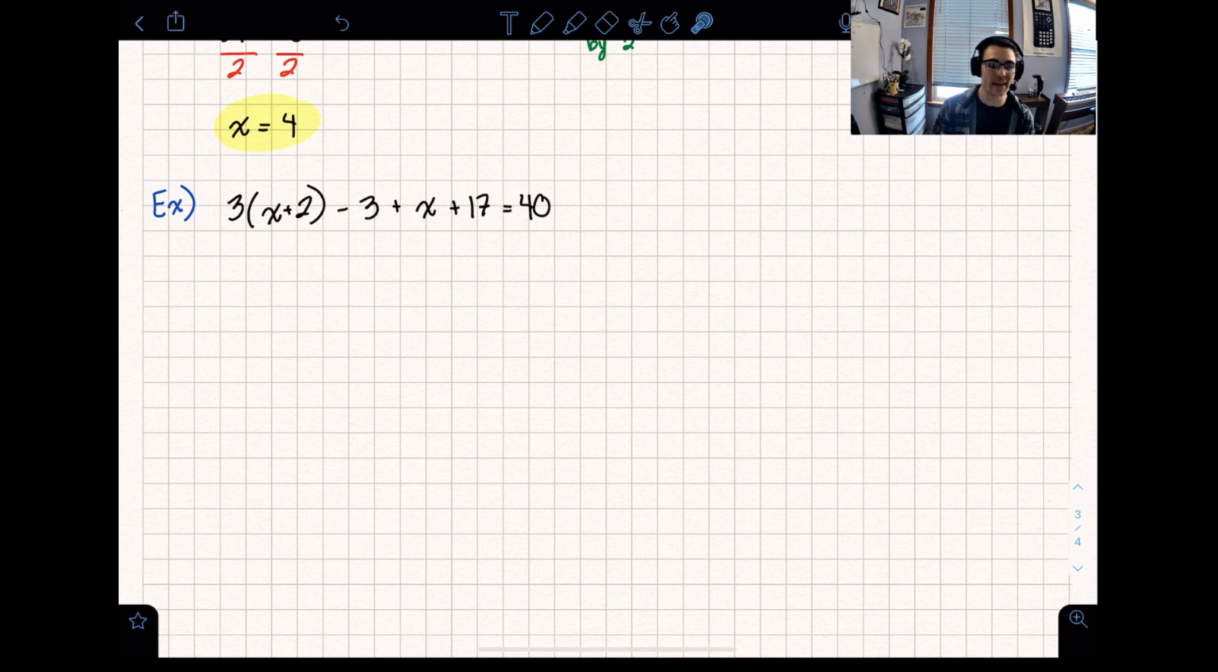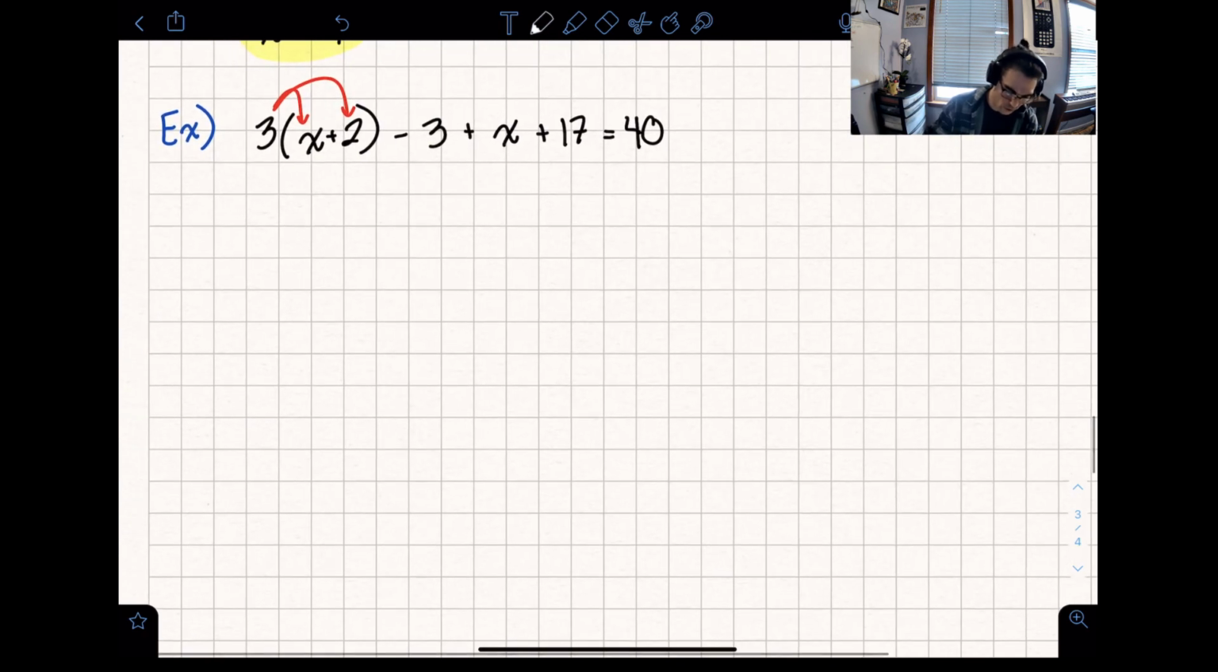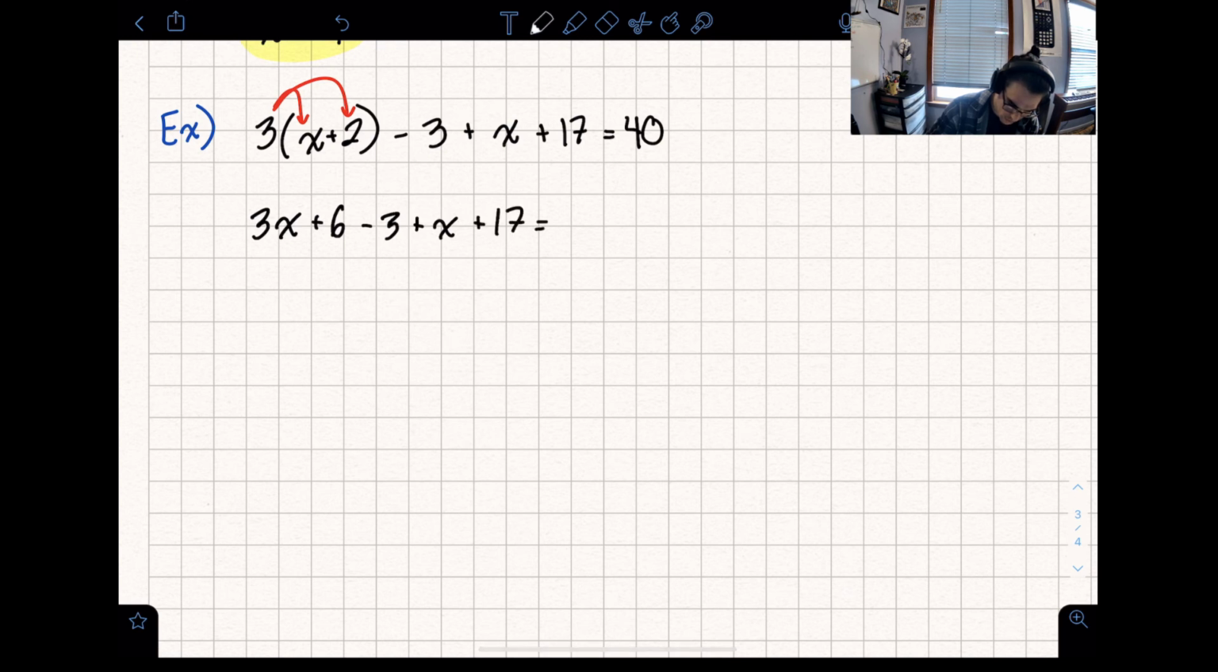Now, we cannot do anything to this x plus 2 here until the 3 is distributed inside these parentheses. We can't subtract x, we can't subtract 2, we must drop these parentheses first, and again, the only way we can do that is to distribute the 3. So we're going to start with that. We're going to distribute the 3 into both of the terms inside my parentheses. 3 goes into x, and 3 goes into positive 2. So now, after distributing the 3 there, we can write our new expression: 3x, 3 times 2 is 6, plus 6, minus 3, plus x, plus 17 equals 40.